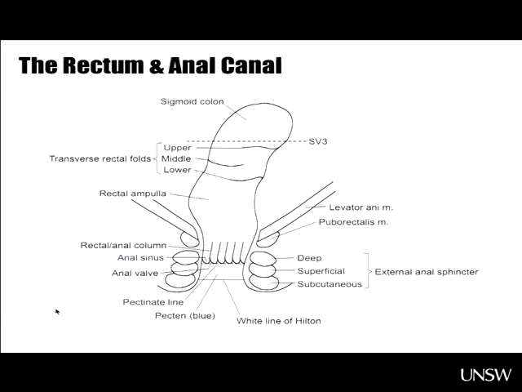So this can be important clinically because tumours that arise above the pectinate line are likely to be of intestinal epithelial origin. Those arising below the pectinate line are going to be basically squamous cell carcinomas, and that's probably the main differentiation from the point of view of tumours.